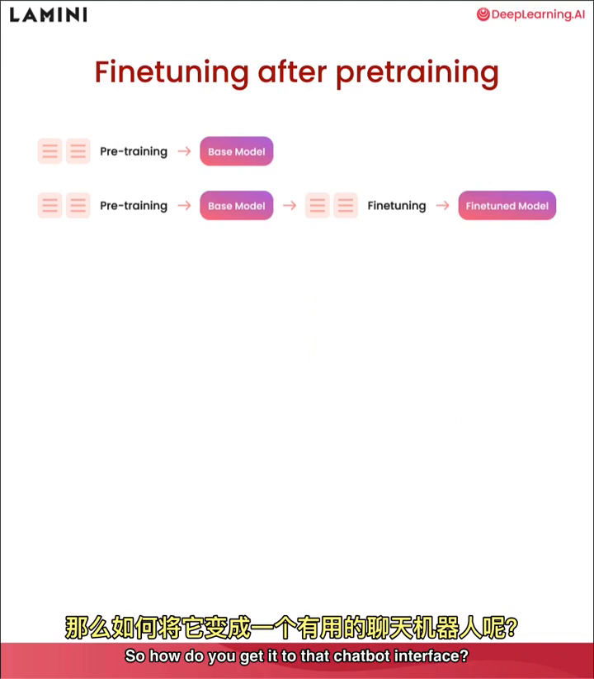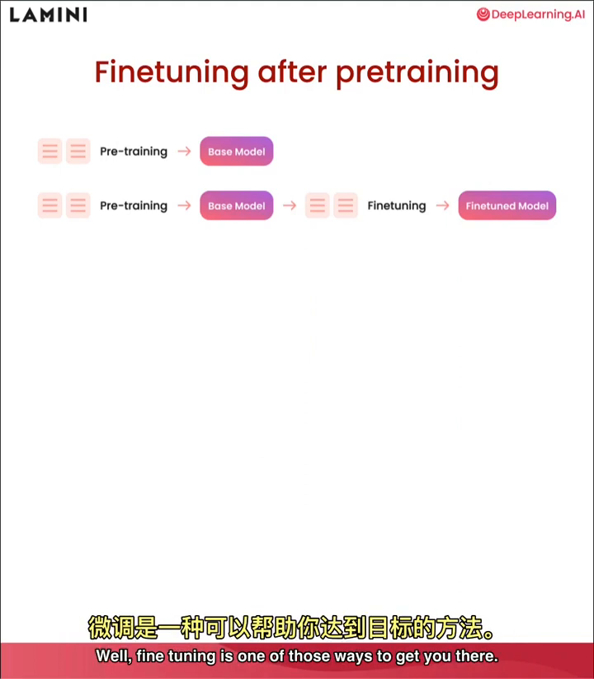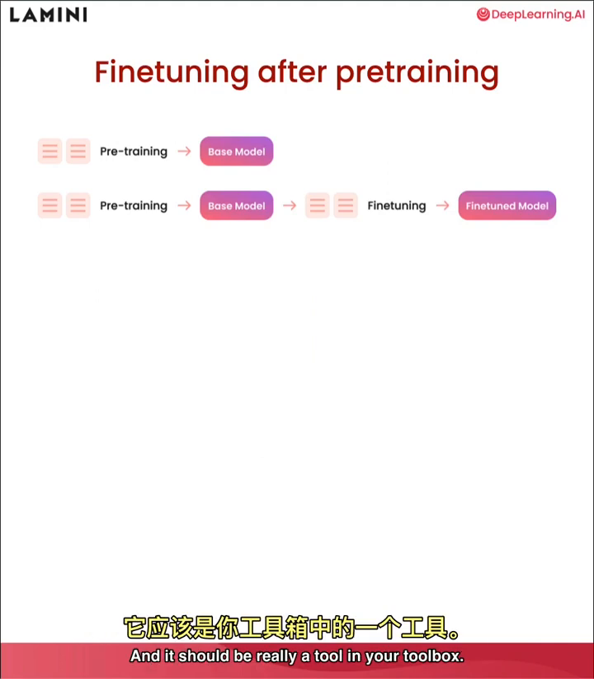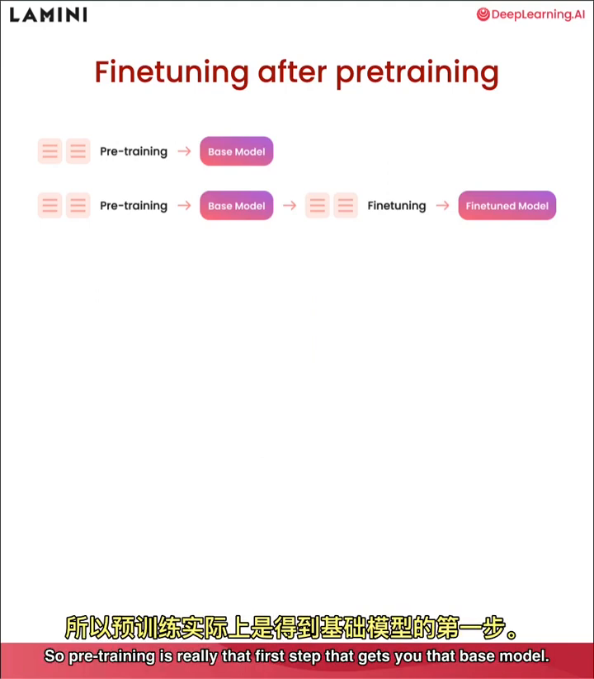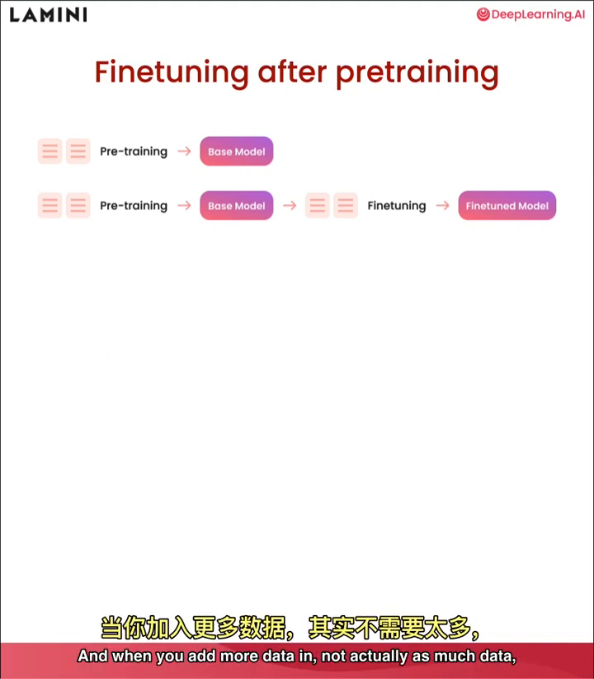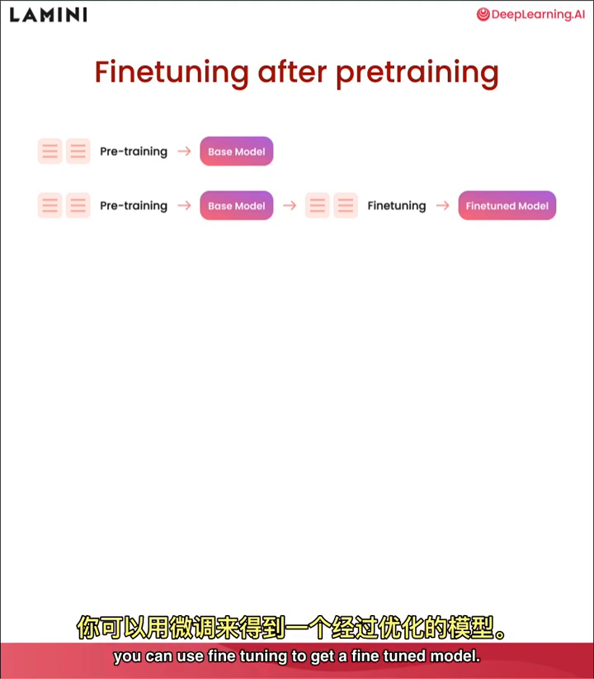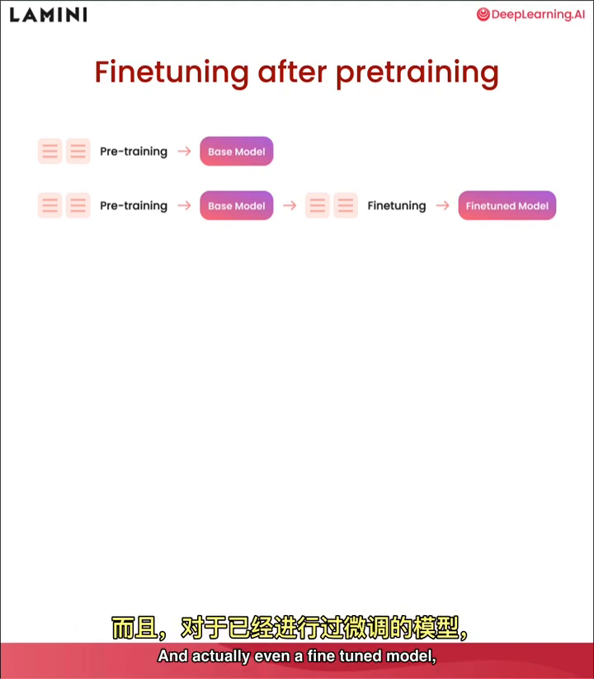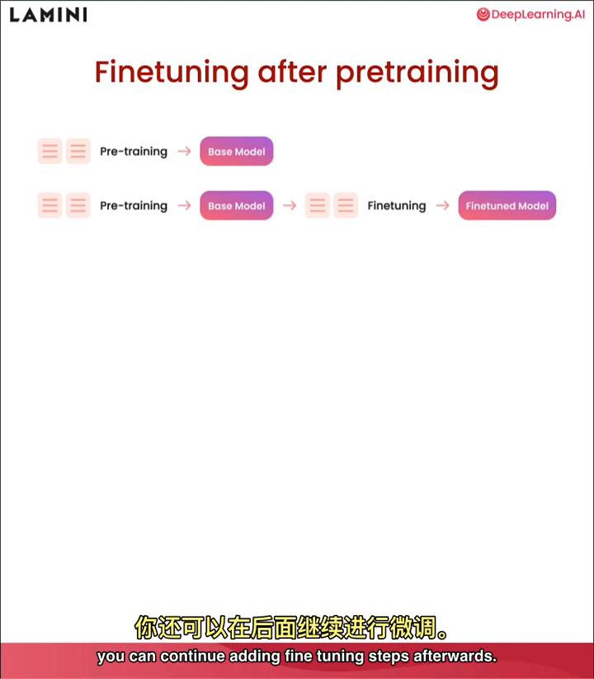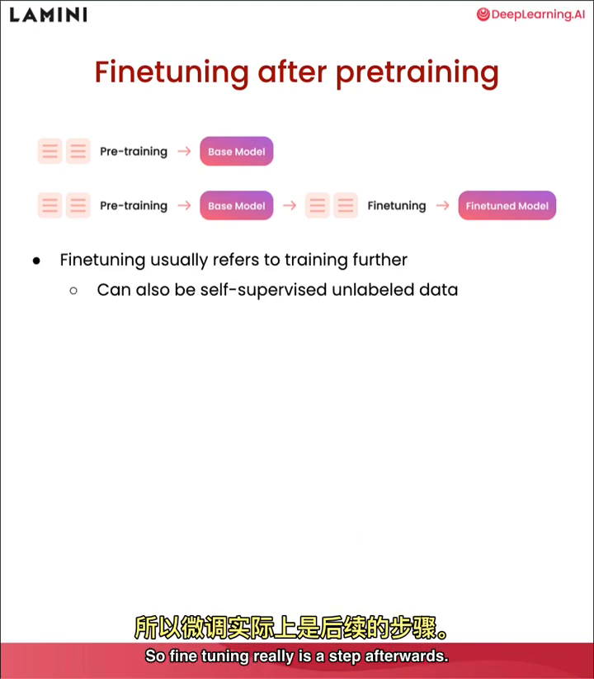So how do you get it to that chatbot interface? Well, fine-tuning is one of those ways to get you there, and it should be really a tool in your toolbox. So pre-training is really that first step that gets you that base model, and when you add more data in, not actually as much data, you can use fine-tuning to get a fine-tuned model. And actually, even a fine-tuned model, you can continue adding fine-tuning steps afterwards. So fine-tuning really is a step afterwards.